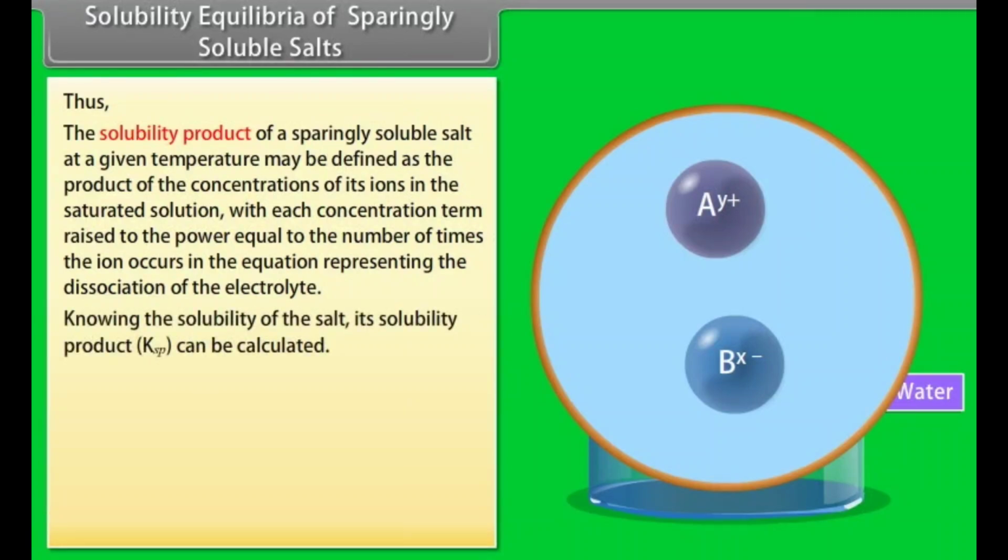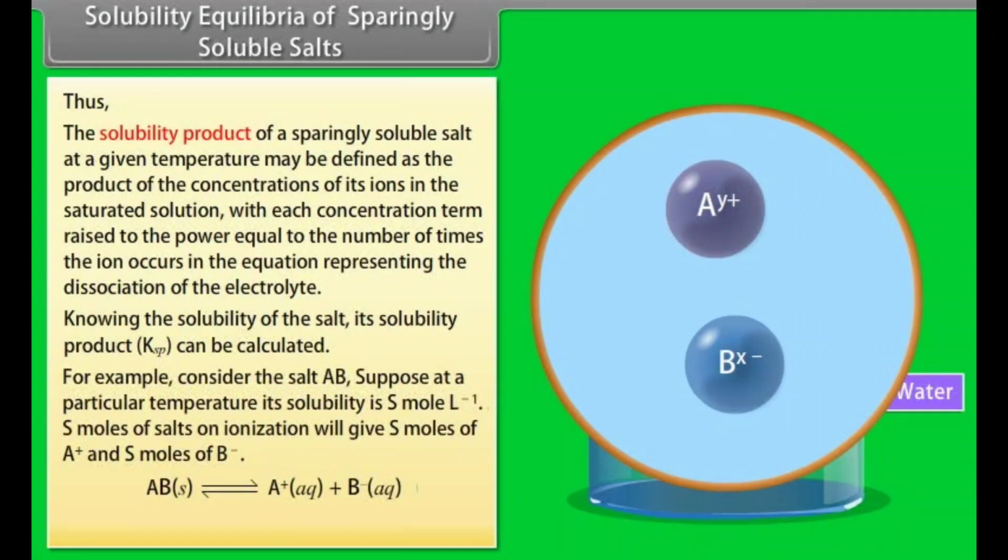Knowing the solubility of the salt, its solubility product can be calculated. For example, consider the salt AB. Suppose at a particular temperature, its solubility is S mol L^-1. S moles of salt on ionization will give S moles of A+ and S moles of B-. Ksp = [A+][B-] = S × S = S².